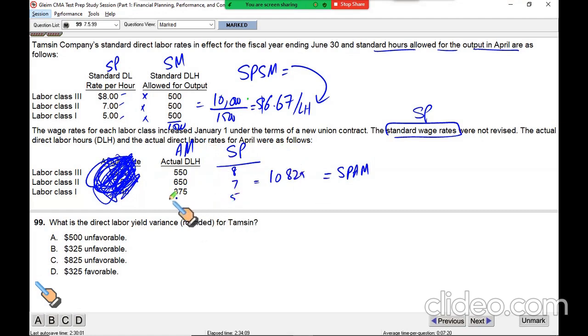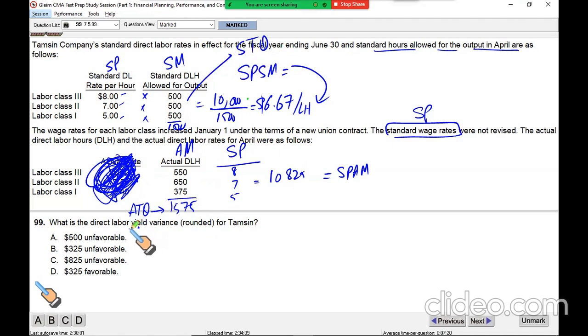The actual quantity that we are going to get is 550 plus 650 plus 375. It's 1575. This 1575 is the actual total quantity. This 1500 was the standard total quantity. Okay. Now we have everything we need.